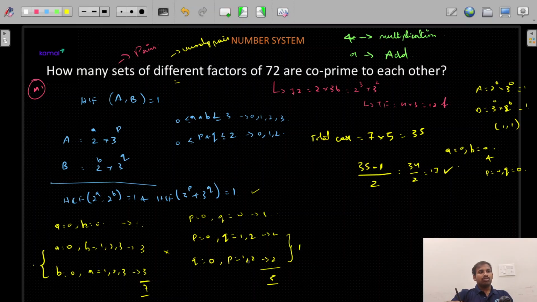Out of this 34, my duty is to eliminate all the cases which are repeated two times. That's why I'm dividing by two, so that I will get the answer which repeats exactly only once. So this is method one of solving this question.